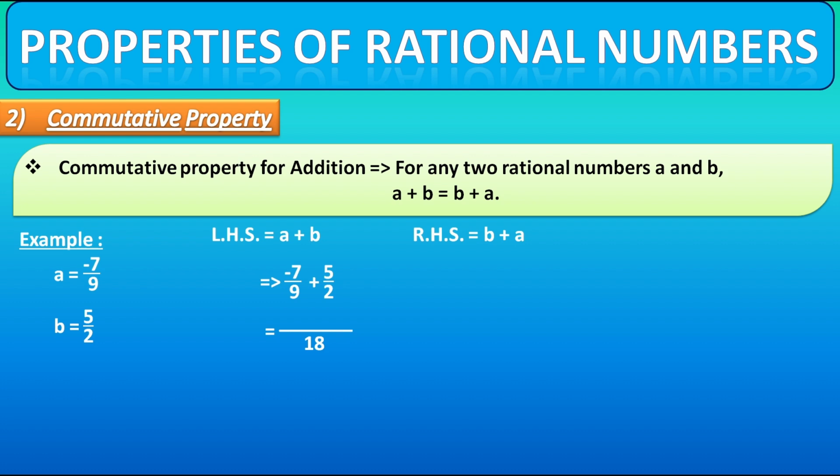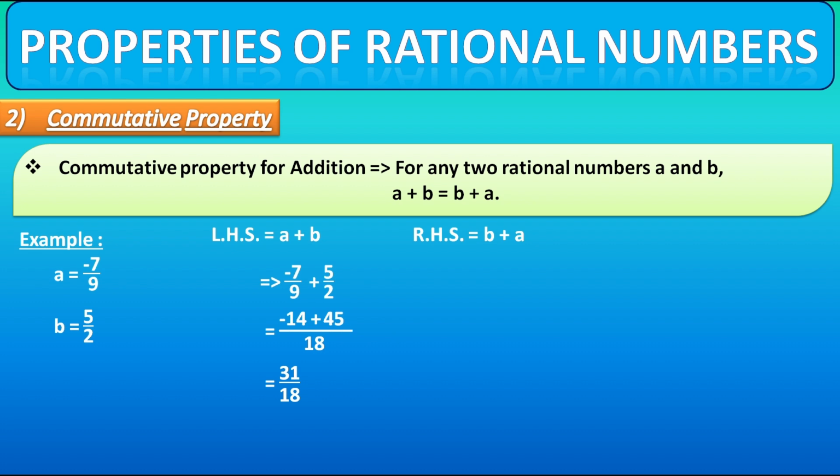So minus 7 into 2 is minus 14 and 9 5s are 45. Now minus 14 plus 45 will give you the answer as 31 upon 18 with a plus sign, because 45 is the greater number and it has a plus sign. So I got the LHS part as the answer 31 upon 18.